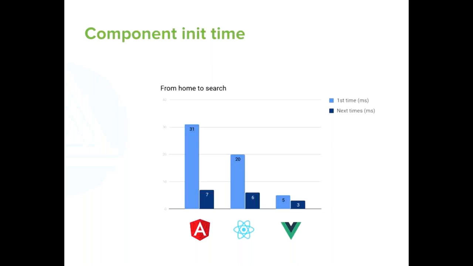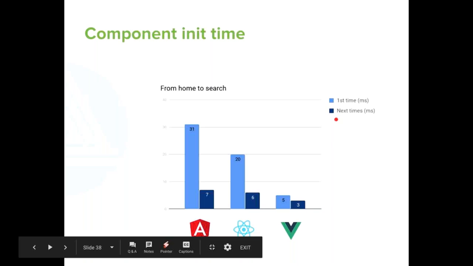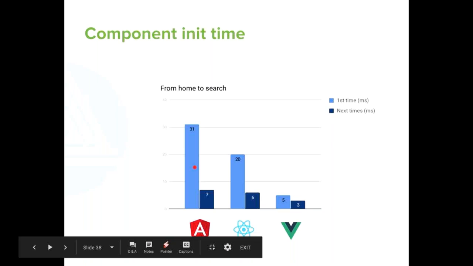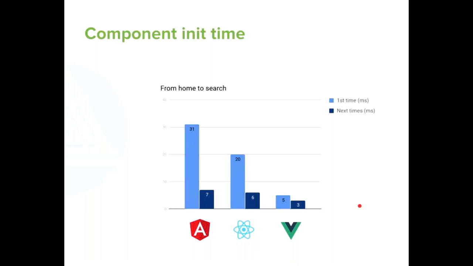And what was also interesting to me is that I noticed that when I was instantiating the same component for the second time, it would take a much shorter time. So the first time I would go from home to search, it would take 31 milliseconds. But then if I would do this again without refreshing the page, it would be only 7 milliseconds. So that was kind of interesting to me to see that it's probably doing some caching of the components.